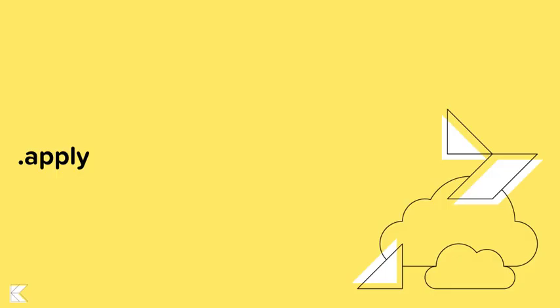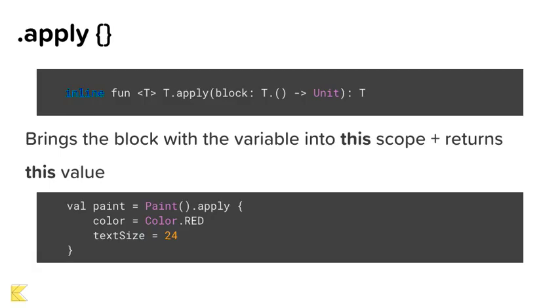So, another feature about Kotlin, the .apply method or feature. So what is .apply? If you have a look at the definition of it in the Kotlin language, it might be a little bit confusing to understand what exactly it does. But basically, it brings the block within the variable into the this scope and returns this as the value. That's a little bit confusing, I know. But if you look at the example, it'll probably make a bit more sense.